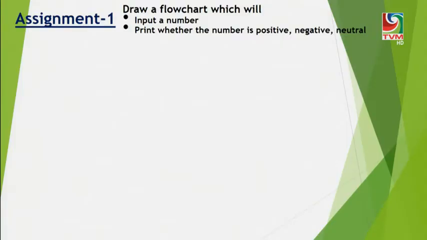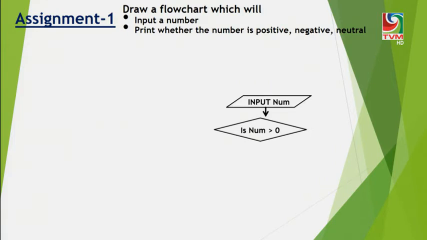Now one more question from drawing flowcharts. This question was asked once in O level. Draw a flowchart which will input a number and print whether the number is positive, negative or neutral. Just say input num. You already know how to give that, it is in the parallelogram, and you are checking is number greater than 0. Say you input 5. Is 5 greater than 0? Yes, 5 is greater than 0.